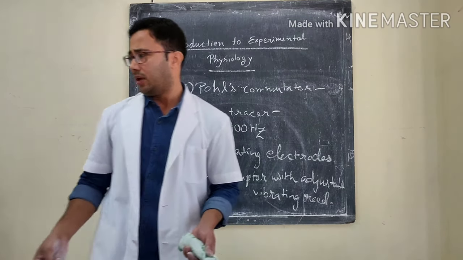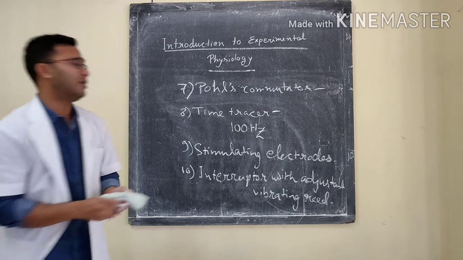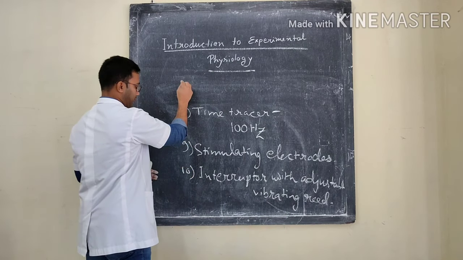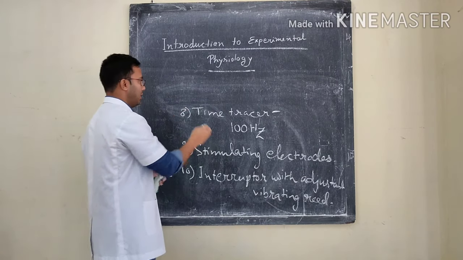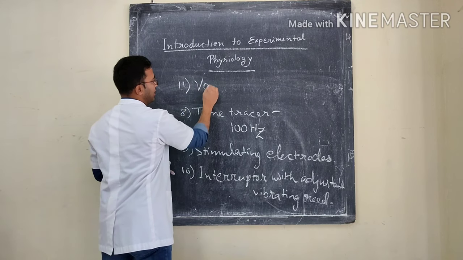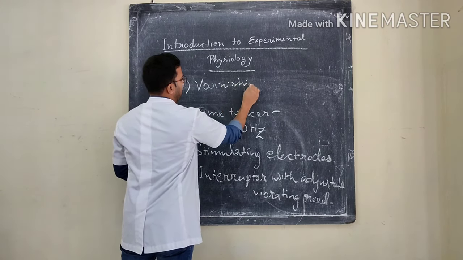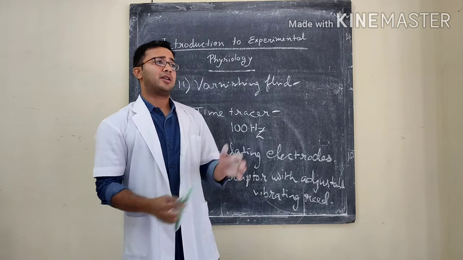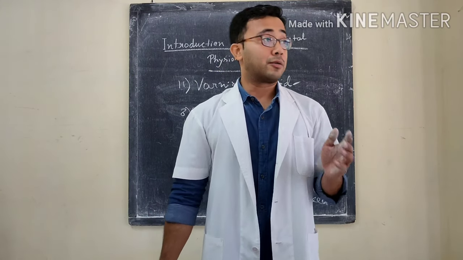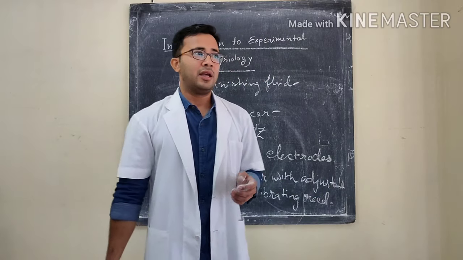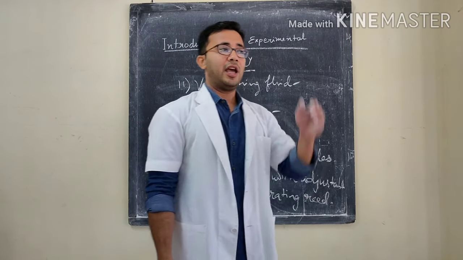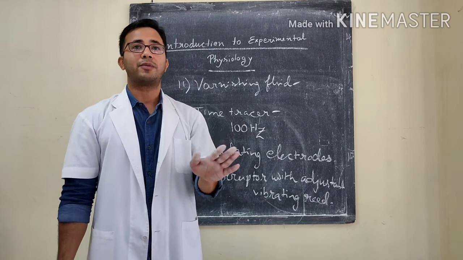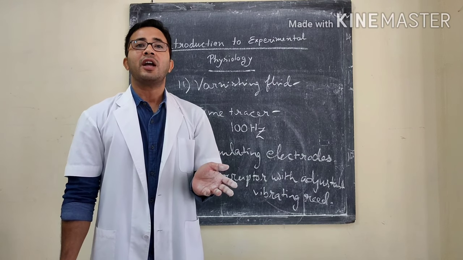Then there are other things we will require. After completion of the experiment, we have to fix the graphs. We have to fix the graphs by using a varnishing fluid, which is nothing but a 2% solution of shellac or a resin in methylated spirit. By dipping in that solution, we can fix the contractions or the curves obtained from the nerve muscle preparation or the cardiac tissues.